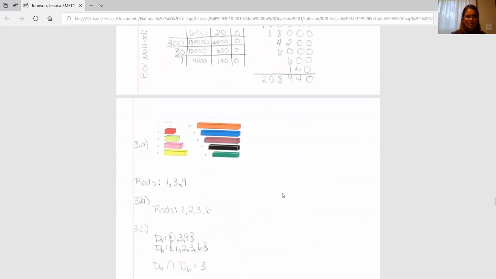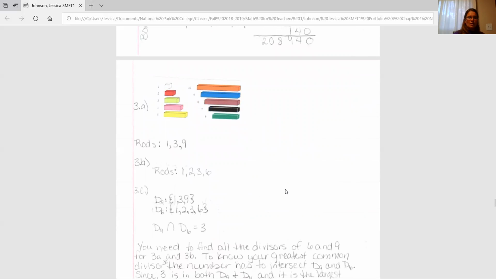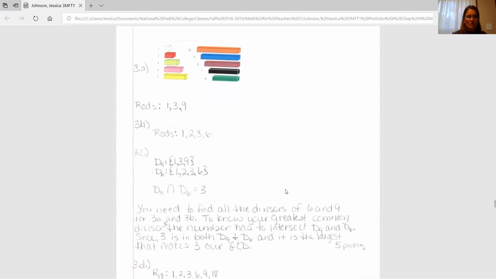And then question number 3. Show which rods will measure the 9 rod. You want to find the divisors of 9. So 1, 3, and 9. B says show which rods will measure the 6 rod. 1, 2, 3, and 6 are the divisors of 6.